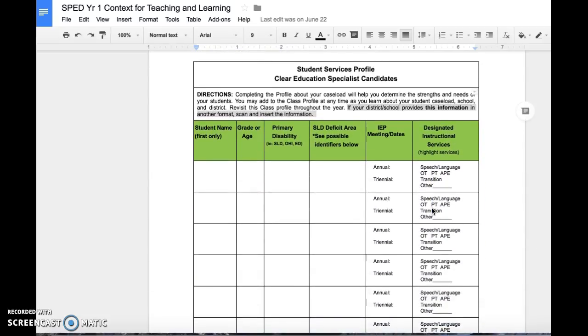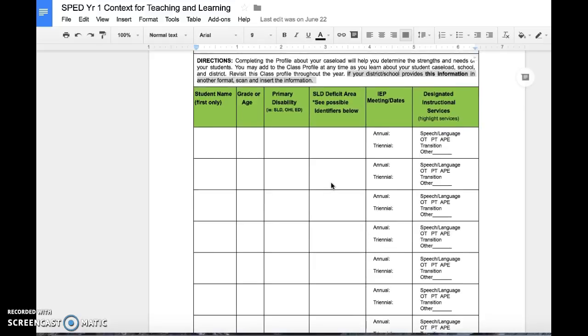Student Services Profile. Completing the Student Services Profile will help you determine the strengths and needs of your students. Please complete these sections with as much detail as possible. If your district or school provides this information in another format, scan and insert the information. However, the scan must include the information required here. Please be aware of confidentiality and redact secure information.